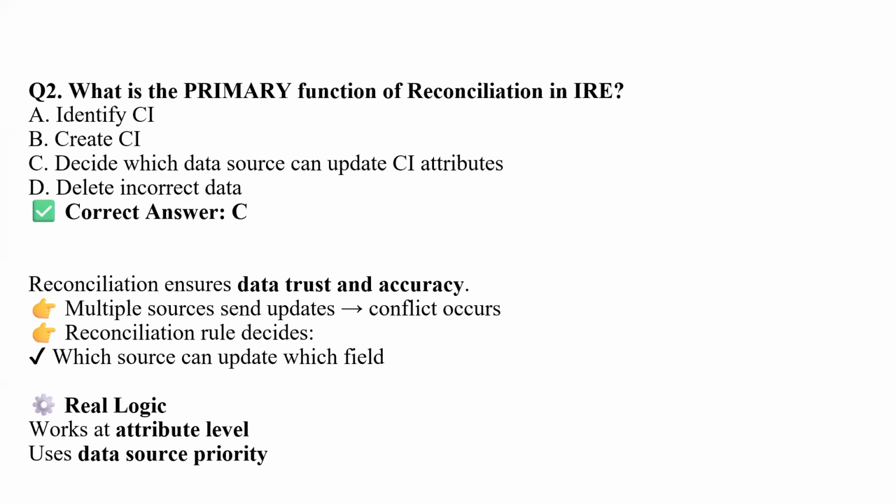It means reconciliation ensures data trust and accuracy. As part of data integrity, reconciliation is required. Multiple sources send updates. What happens? Conflicts occur and it becomes confusing which data should be trusted. So reconciliation rules decide which source can update which field. It works at the attribute level, based on the data source priority.